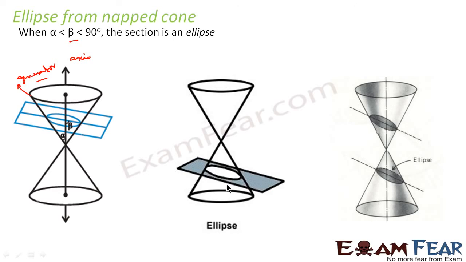If you see, this is the ellipse we got when you cut this. There is also a 3D representation of that. So what we have seen is that we are getting a different figure based on the angle which the plane makes with the axis. In the first case, when the axis made 90 degrees with the plane, we got a circle. Now, when the angle is greater than alpha and less than 90, what we get is an ellipse.